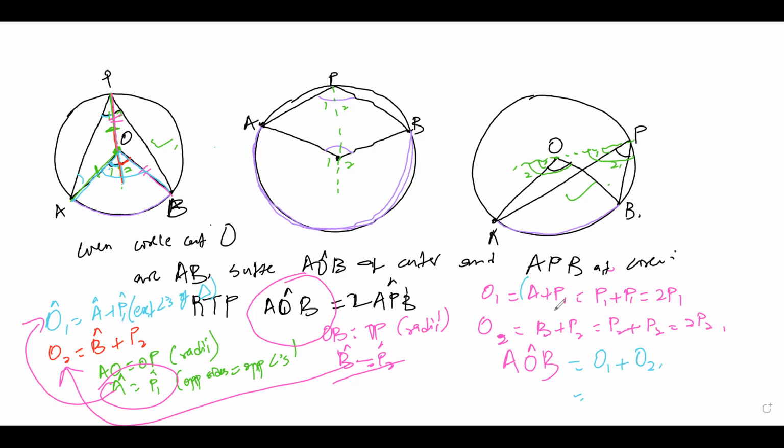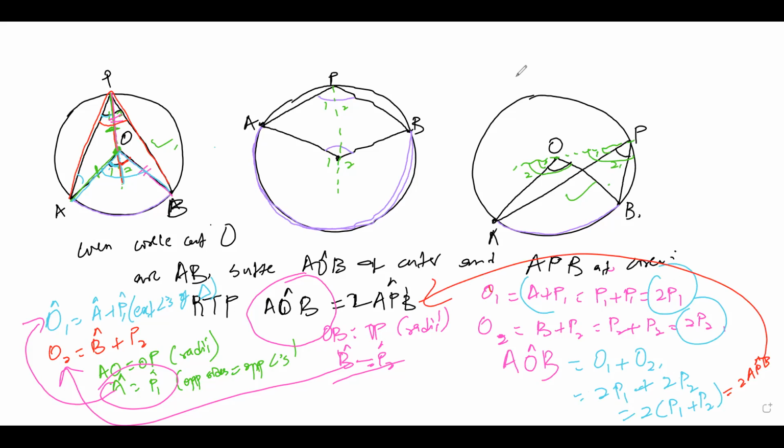What is O1? Here we got O1, which is 2P1. What is O2? There is O2, which is 2P2. If we take out the common factor of 2, then we have 2 into P1 plus P2. What is P1 plus P2? Look on the sketch. P1 plus P2 is actually angle APB. So this is 2 of angle APB. Can you see? This proves the theorem.